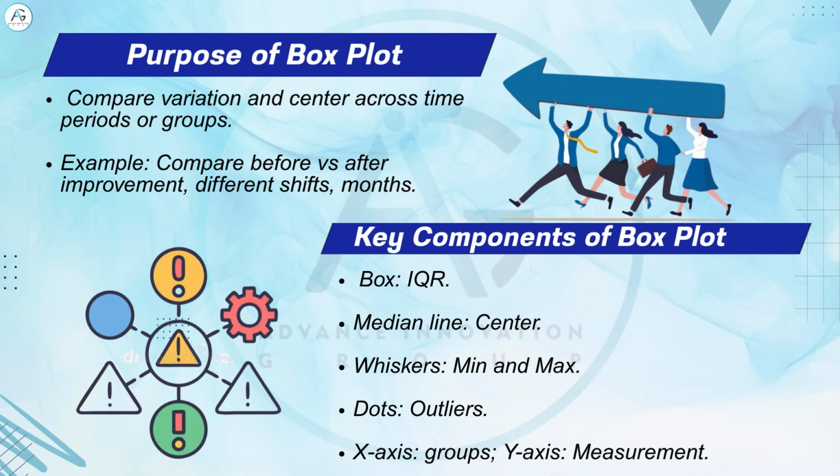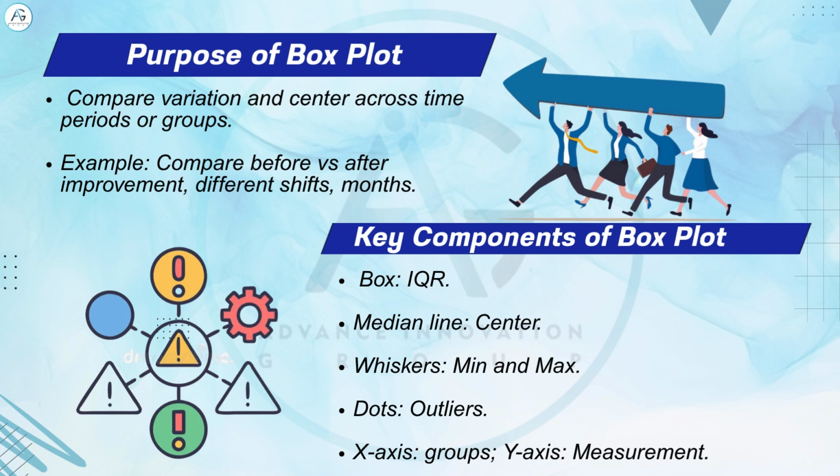Key components of a box plot. The box itself shows the interquartile range, IQR. This is the middle 50% of the data. The line inside the box marks the median, which represents the center of the data. The whiskers extend to the minimum and maximum values, excluding outliers. Any dots beyond the whiskers are considered outliers, unusual values that may need investigation. The x-axis displays the groups or categories we're comparing. The y-axis represents the measurement or metric, like time, cost, or error rate.